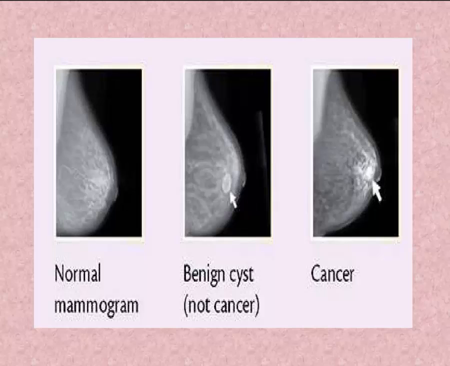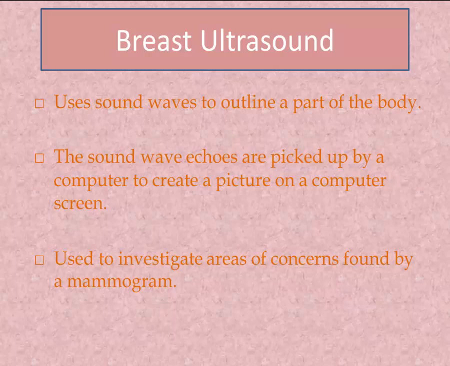Normal mammogram. Benign cyst, not cancer. Cancer. Breast ultrasound uses sound waves to outline a part of the body. The sound wave echoes are picked up by a computer to create a picture on a computer screen. It is used to investigate areas of concern found by a mammogram.